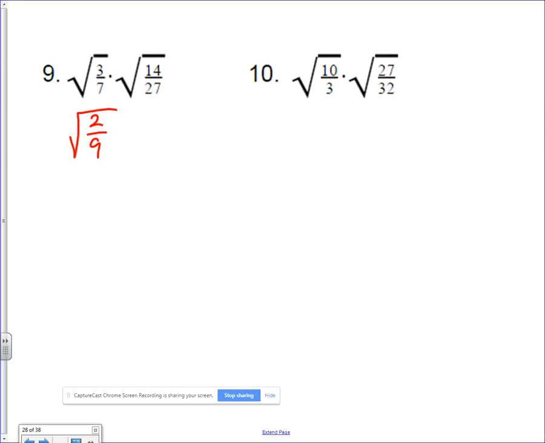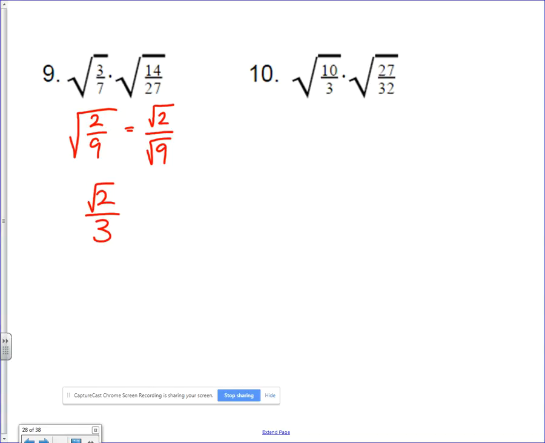Now, bad news, it's a fraction under a radical, right? Good news, there's an easy way to fix it. Anytime you take the square root of a fraction, it's the square root of the top over the square root of the bottom. Is that all right for everybody? What do you find in there that you like? The square root of 9. What is the square root of 9? So it looks like that.